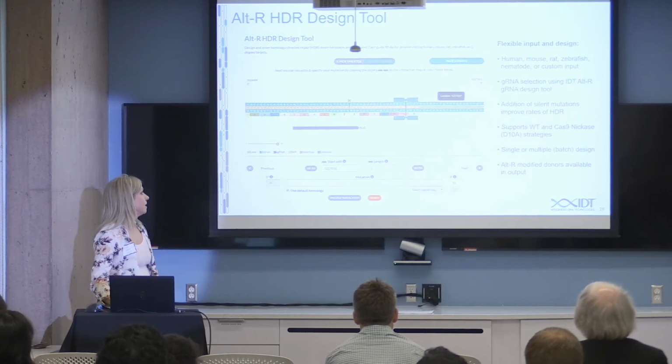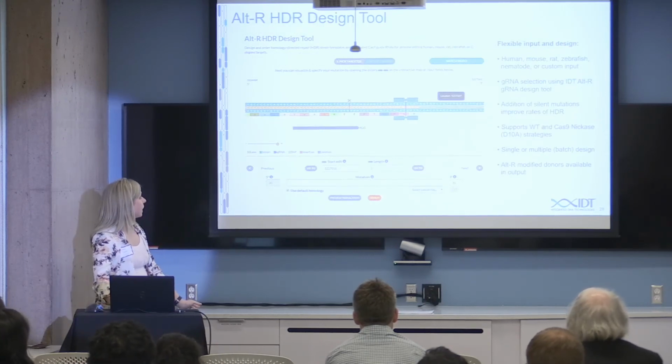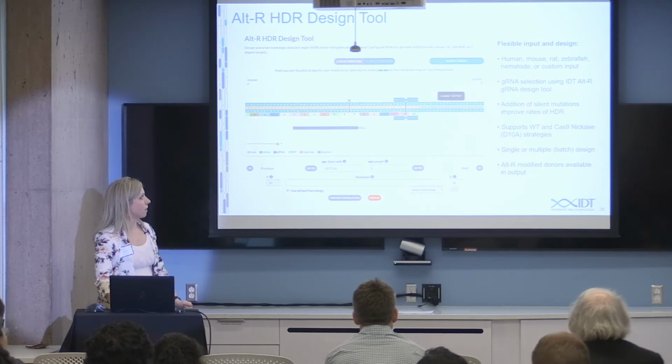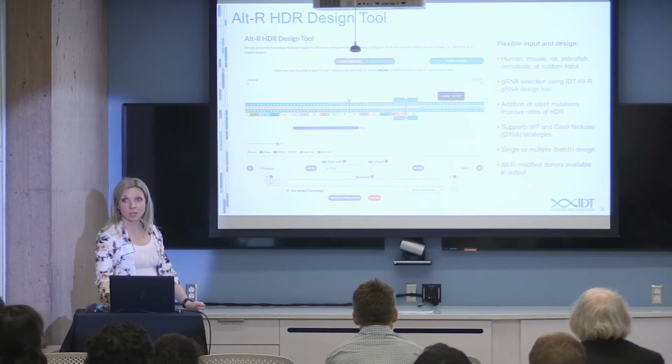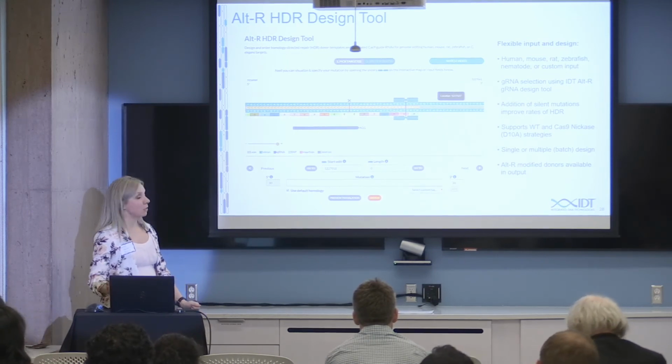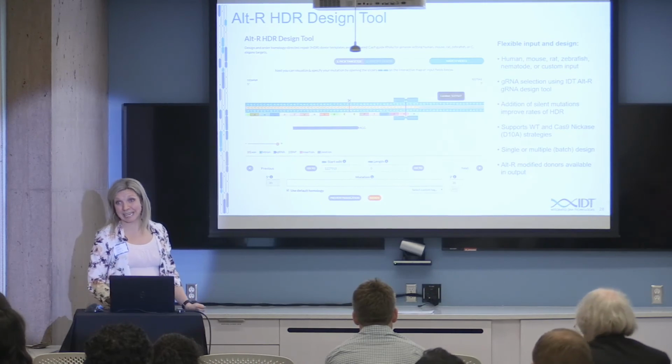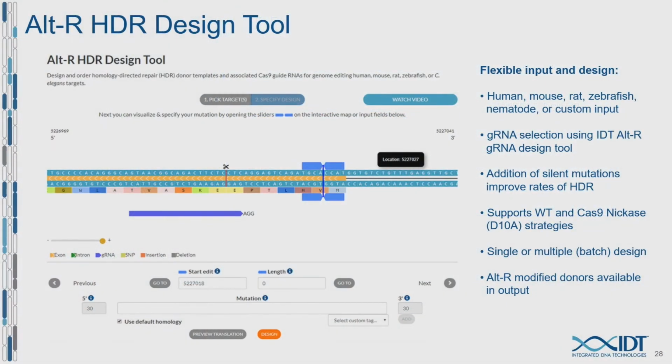So this is just a snapshot of what our design tool will look like. It's going to support human, mouse, rat, zebrafish, nematode, and wild-type Cas9 as well as nickase to begin with. The Cas12a is still more hand-designed, but if you're going down that route, let us know. We have design rules for that as well.